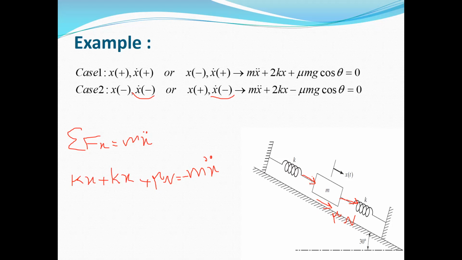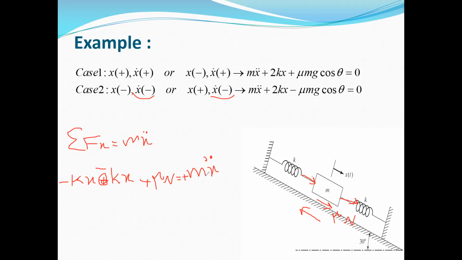For the first case, when m is going down, the mu N is in upward direction, so all of them are negative. But in the second case, mu N is in downward direction, so here we will have minus kx. This term is as well minus kx, plus mu N, minus m x double dot. When we consider kx negative there, here it will be positive.